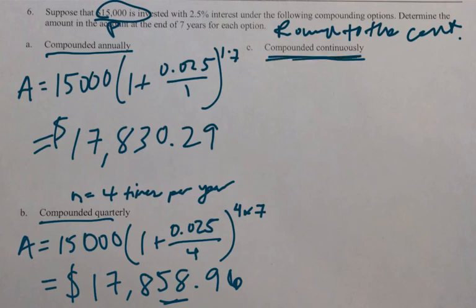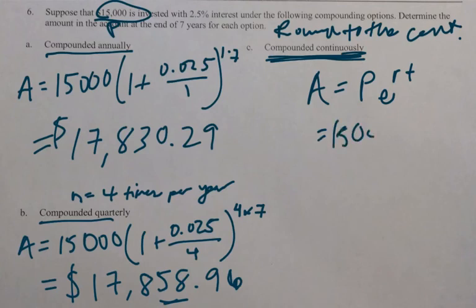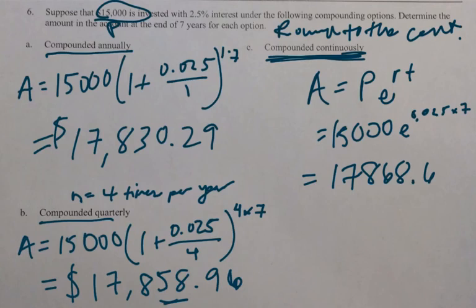Now, if something is compounded continuously, we use the other formula, A equals P times E to the RT. So that's going to equal 15,000 times E to the 0.025 times the time in years. So when you calculate that in your calculator, you get $17,868.69.